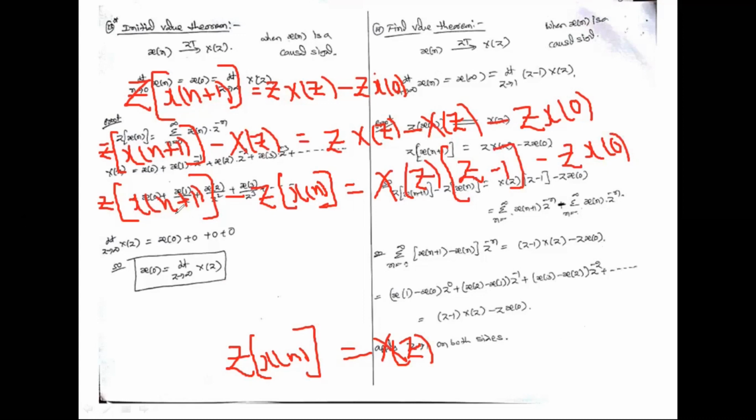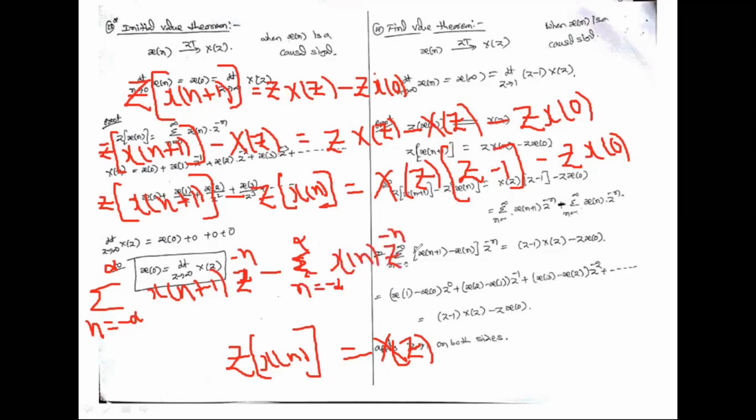So now here the z transformation is there. Apply the z transformation, sum of n equal to minus infinity to infinity. What is the signal here? X of n plus 1, z power minus n. And for these also the z transformation is there. Sum of n equal to minus infinity to infinity x of n, z power minus n. And this is equal to z minus 1 x of z minus z into x of 0. Okay.